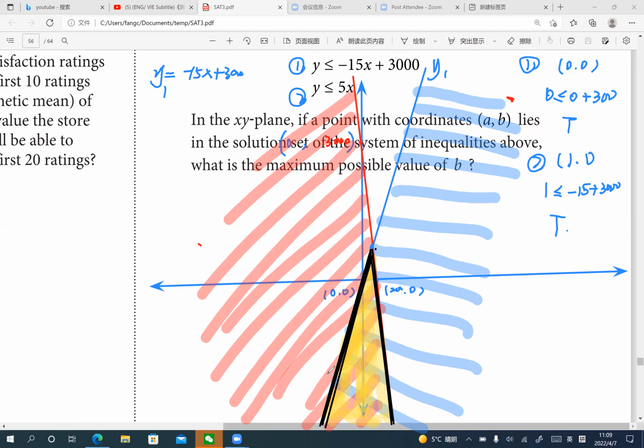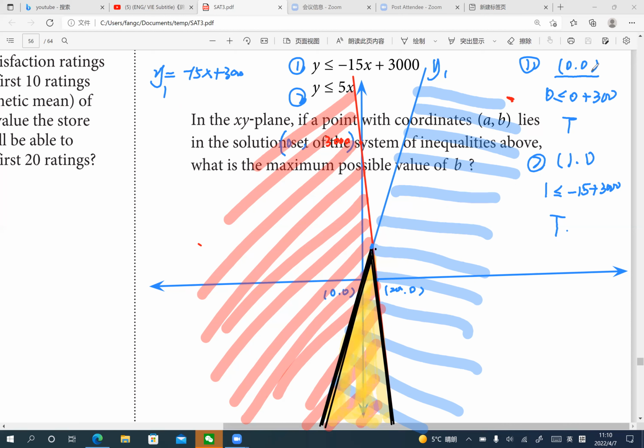And as we know, this line divides the xy plane into two halves, and one half represents y less than or equal to negative 15x plus 3000, and the other half represents y greater than negative 15x plus 3000. We need to identify which half represents y less than or equal to negative 15x plus 3000. The normal way to do it is to select a point not on the boundary line and test it. So we choose 0, 0, the origin.